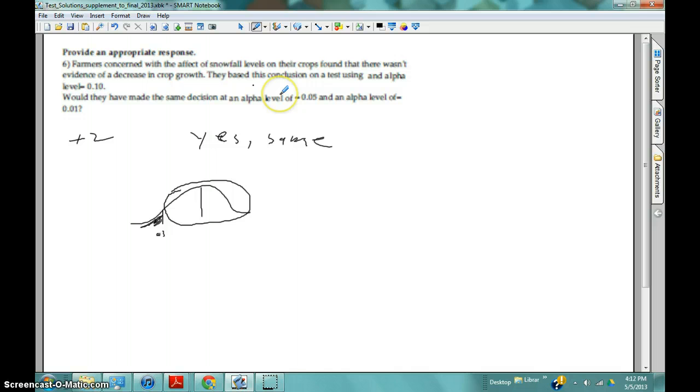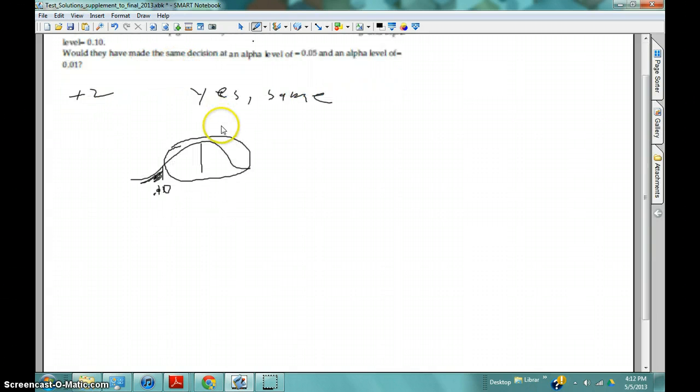Well, it says, would you have made the same decision at 0.05 and 0.01? For us to reject at 0.05 and 0.01, we'd have to have even more evidence. While if we didn't reject at 0.10, we definitely would not reject at these others. So they would have made the exact same decision, not enough evidence to say something's up.